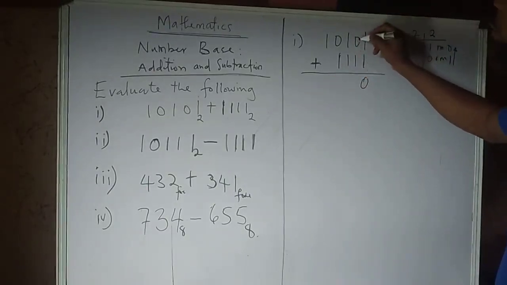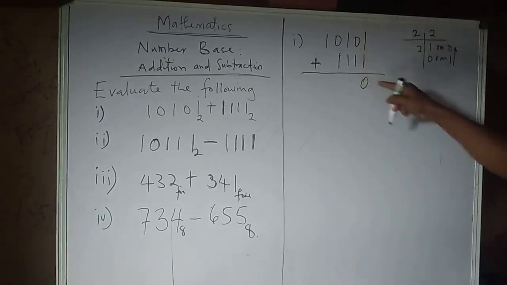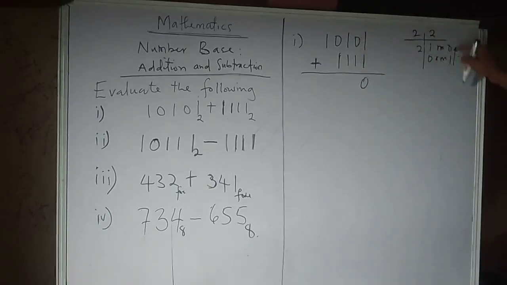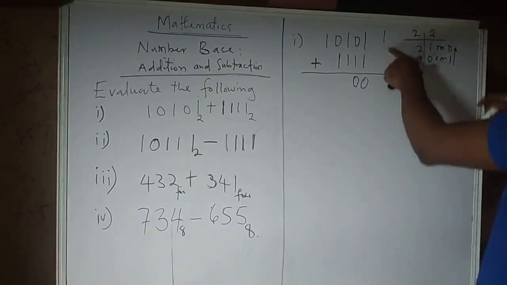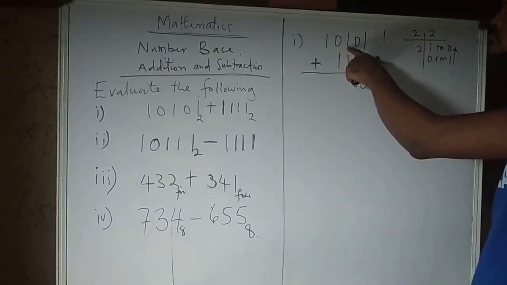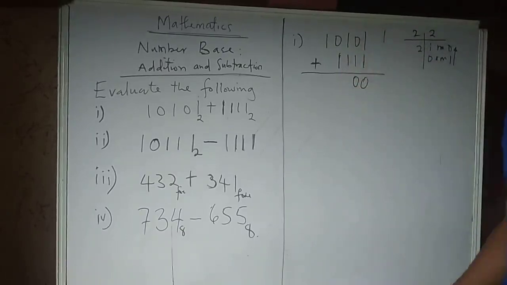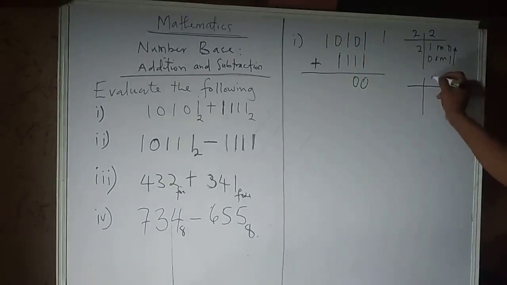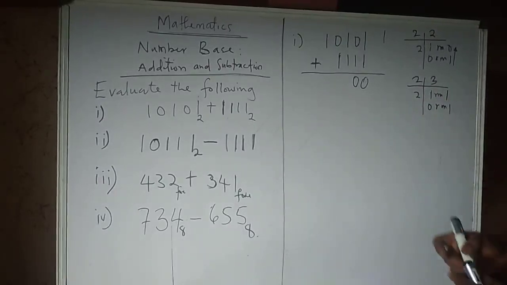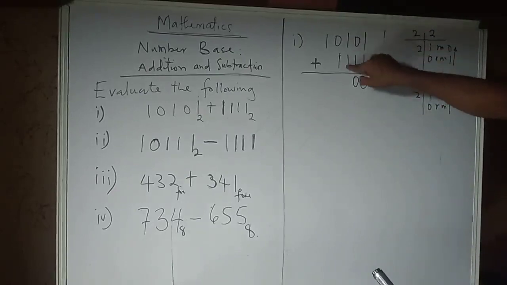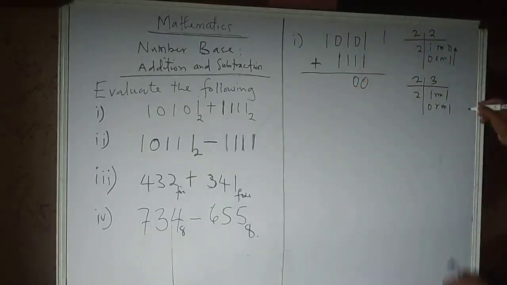1 plus this 0 is 1. 1 plus 1 again is 2, which we can convert to become 1 and 0. So we write 0 and we take 1 again. 1 plus this 1 is 2. 2 plus 1 is 3, right? If we convert 3 to base 2, 3 divided by 2 is 1 remainder 1. 1 divided by 2 is 0 remainder 1. So the whole 1 plus 1 plus 1, which is 3, now becomes 11.